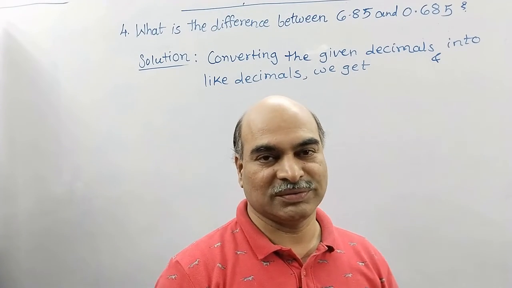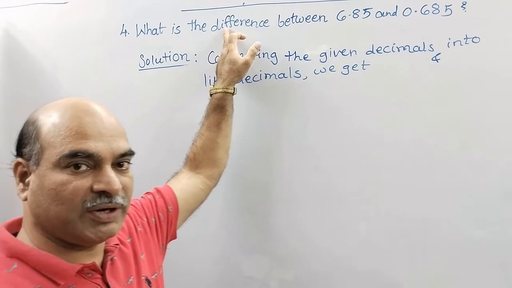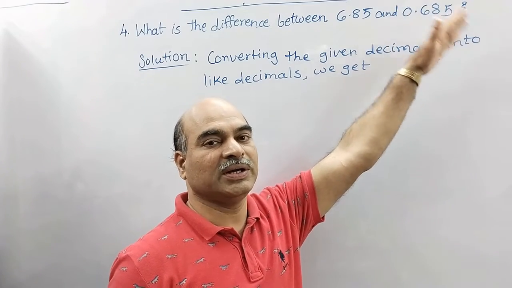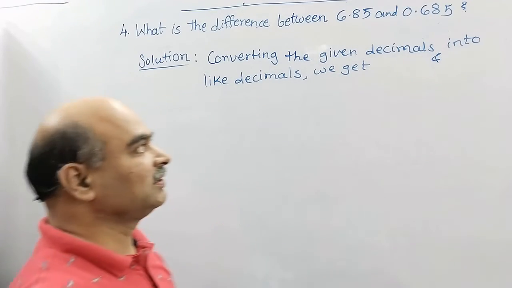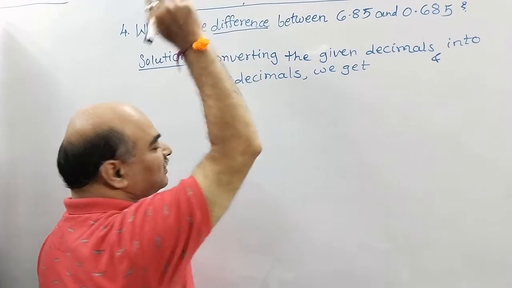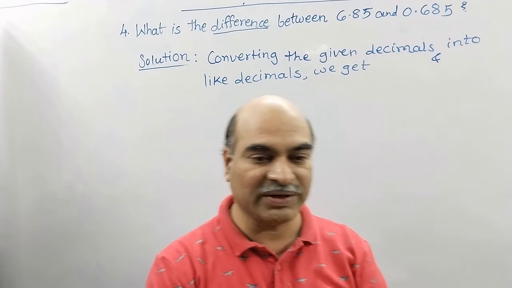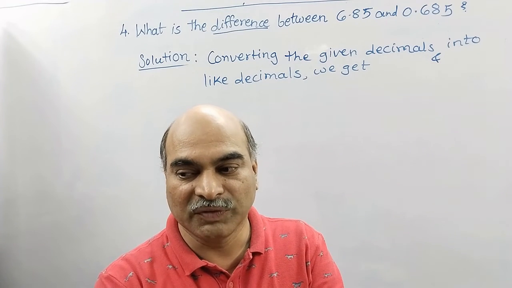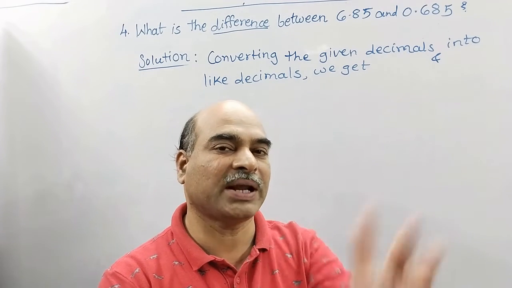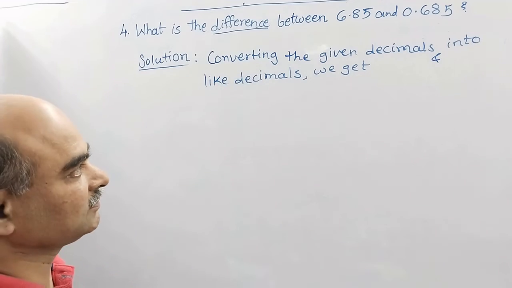Question number 4 is given: what is the difference between 6.85 and 0.685? Again they change the word, they ask you the difference, and we know that to find the difference, the operation we have to use is subtraction. So this is an example of subtraction.